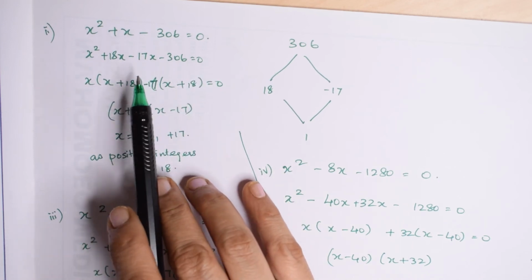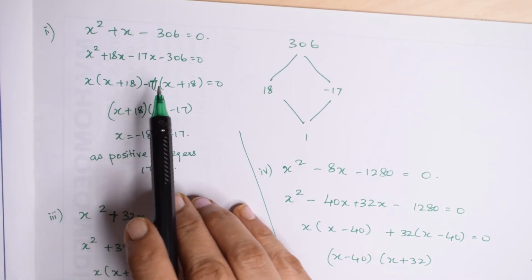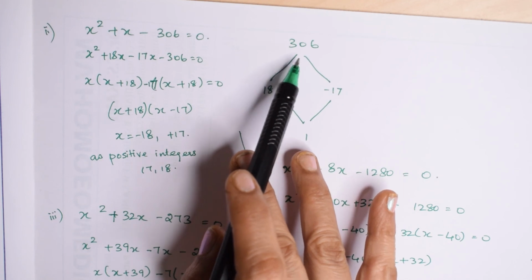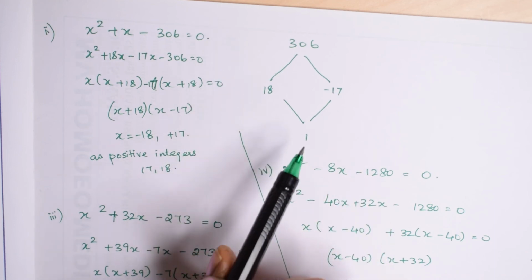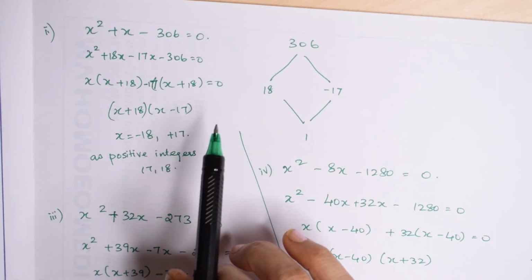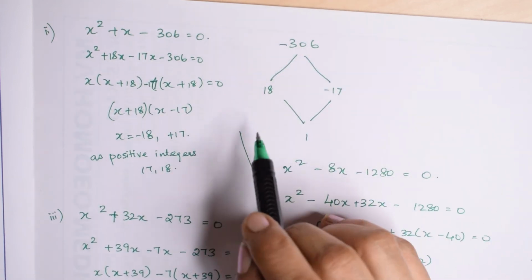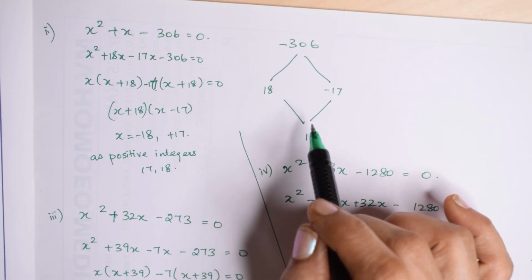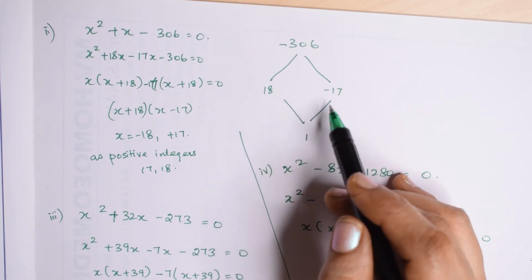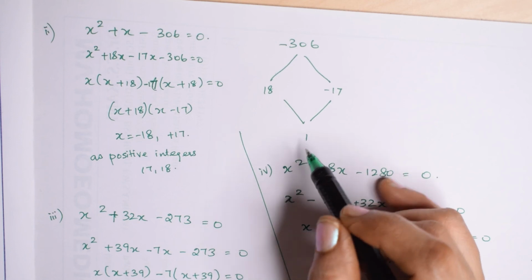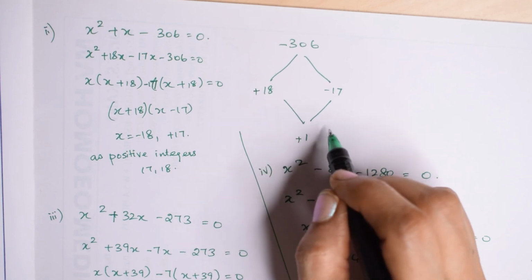Now I have to solve the equation to find x. We have done this earlier, but to recall it: the product of the two numbers should be minus 306 and the sum of the two numbers should be 1. So one number is positive and the other is negative, and the positive number is only one more than the negative number. Only then will the difference be plus 1. Such two numbers are 18 and minus 17.